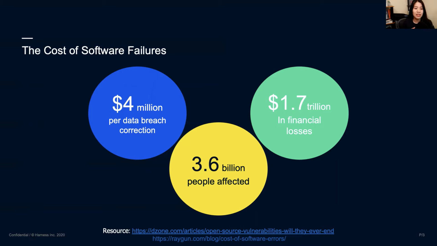And in 2017, there were over 600 cases of software failures that were found, and the majority of them were caused by, I think, software misconfigurations, at least the vulnerabilities that the survey was looking at. It impacted over 3.6 billion people and cost a total of $1.7 trillion in financial losses. And so today, correcting a data breach or some type of malicious code costs about $4 million per data breach.